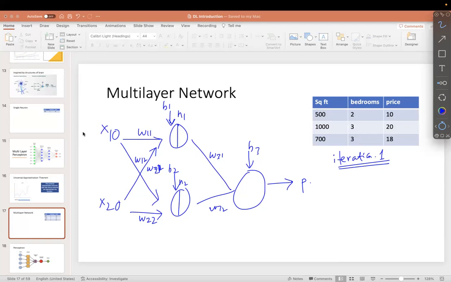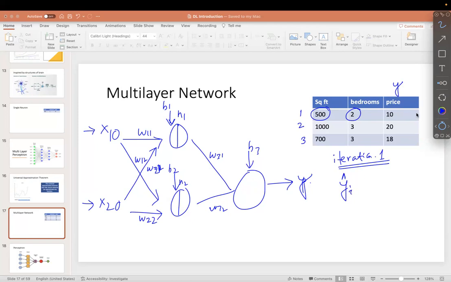And then you give these samples here. You give the square feet 502 and see, with all these random values of W1, W2, B1, B2, B3, what is the price that you are getting? Let's call that yi hat. The actual price is the y value. This is the first sample, second sample, and third sample. Typically we write hat as the estimated, predicted value of y.